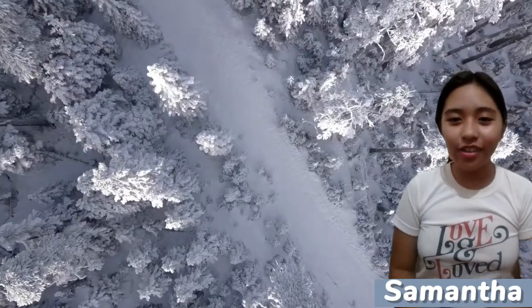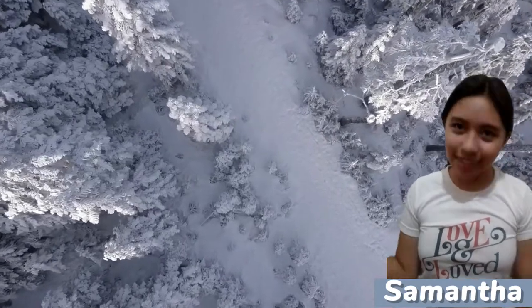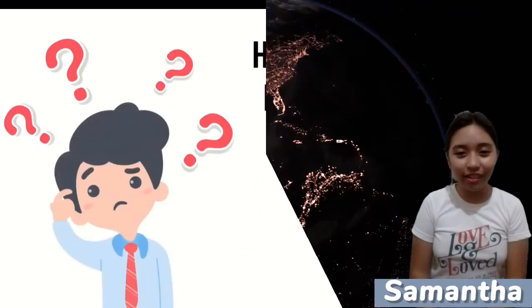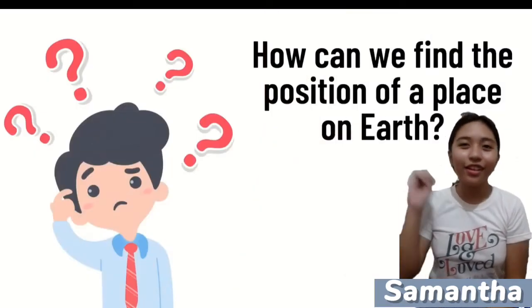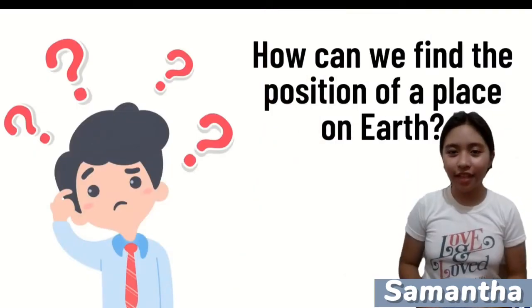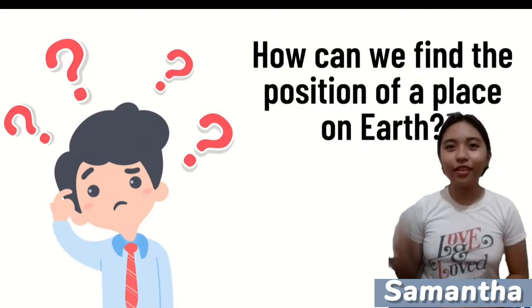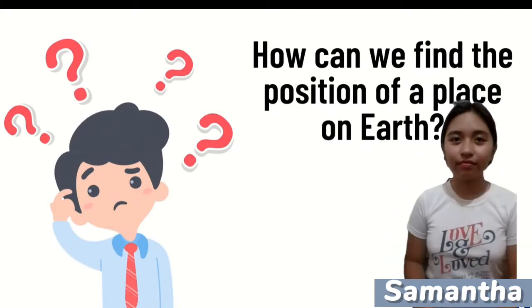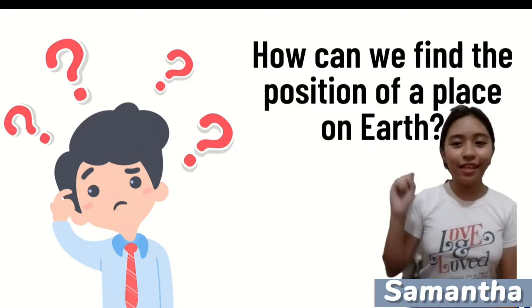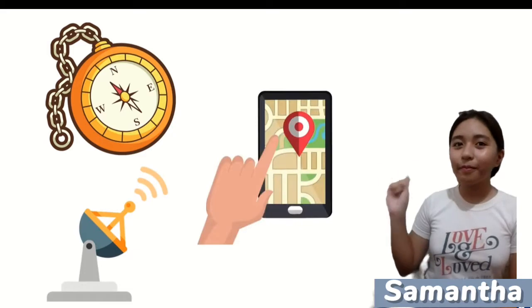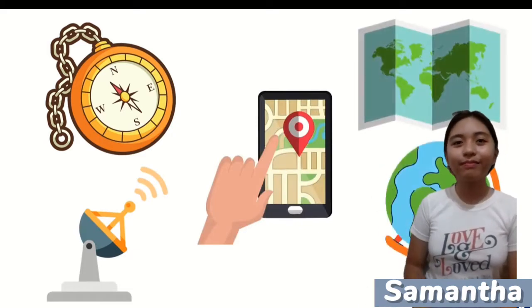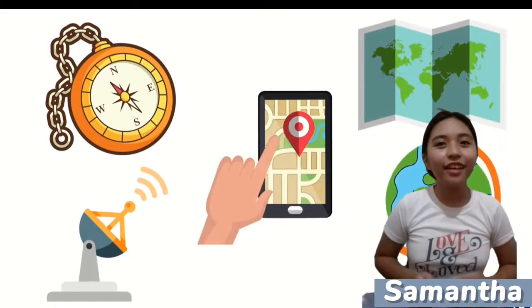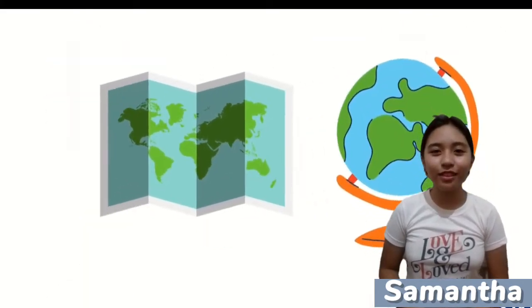Today, we are going to study how to locate places on Earth using coordinate system. But, how can we find the position of a place on Earth? Different ways can be used in locating places on Earth. Some of these are compass, radar, GPS, maps, and globes. Today, we will use maps and globes.